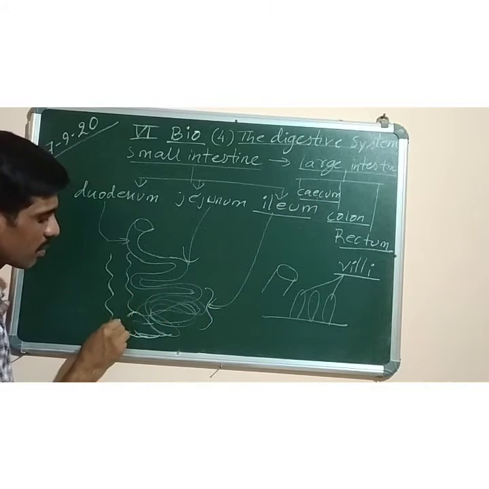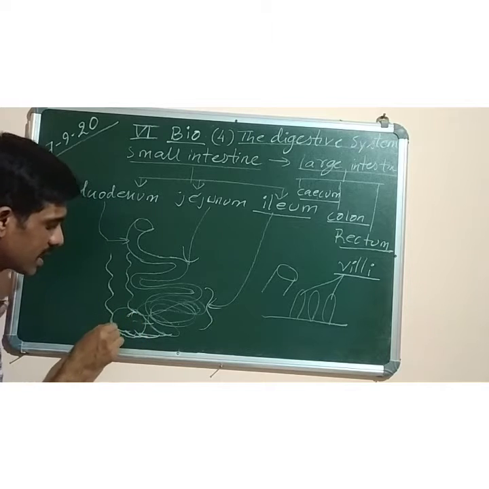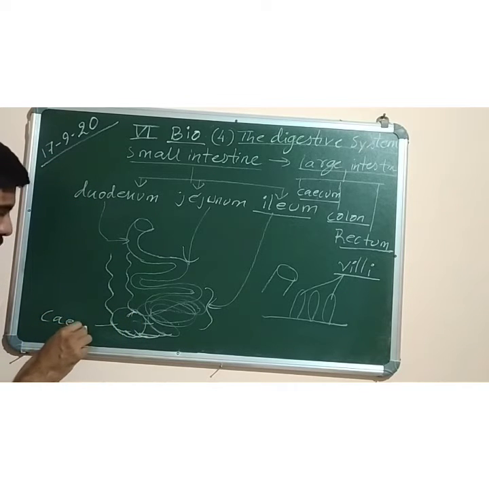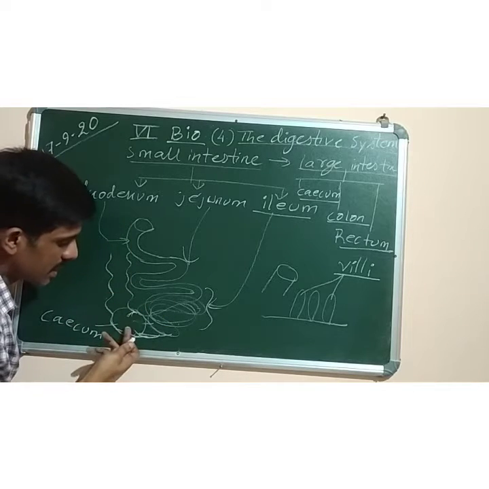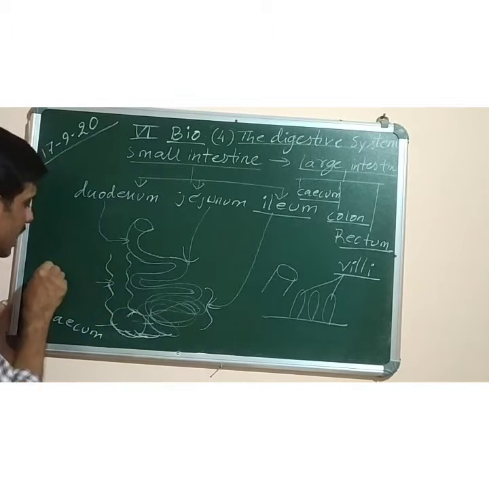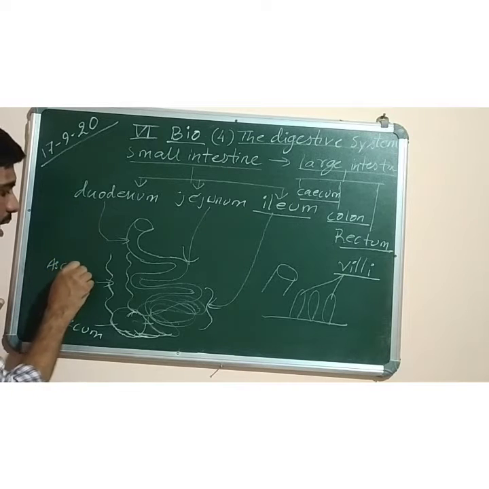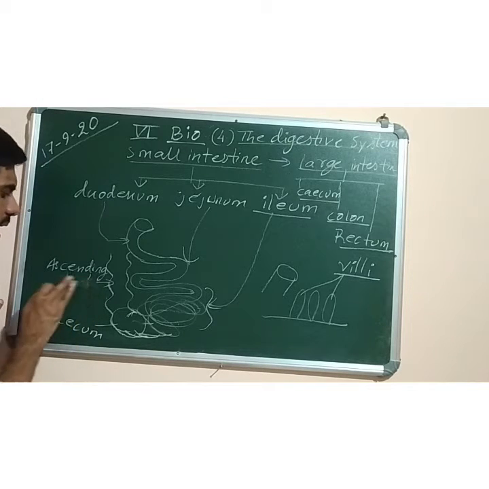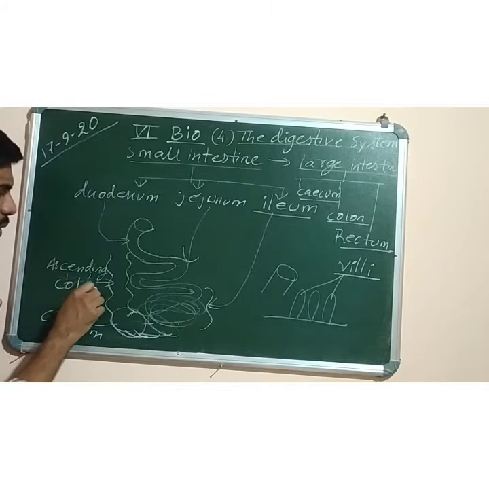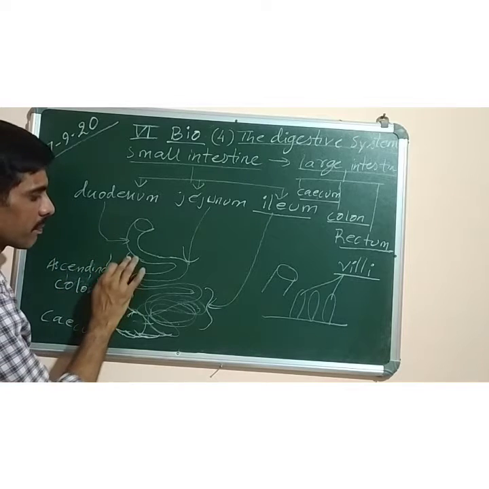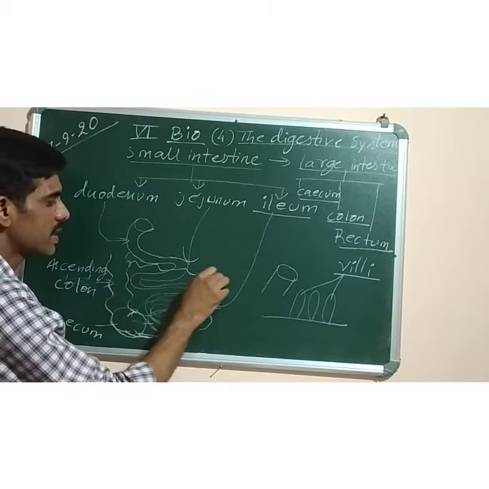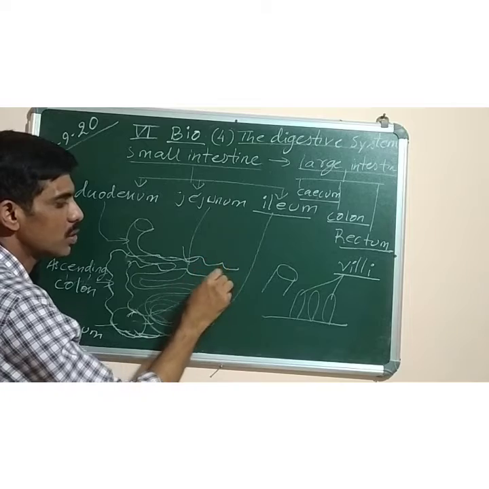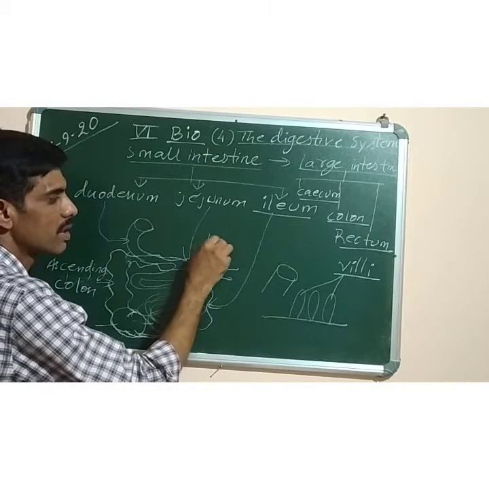This part, which starts from here, this region is called caecum, C-A-E-C-U-M. Now there are three regions. Since it is going up, it is called the ascending limb, A-S-C-E-N-D-I-N-G. You can check in the book also: ascending limb of colon, or ascending colon you can write simply. Okay. Now from here, that part of the colon which is like this, transverse, is called the transverse colon.